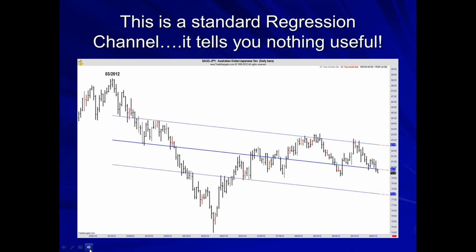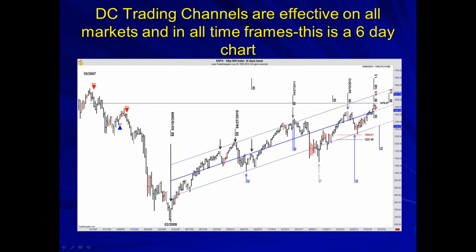And it tells you absolutely nothing useful. So that's not what we want. What we want to do is to create an actual Danielcode trading channel. The chart you're seeing now, most of you have seen this many times before.